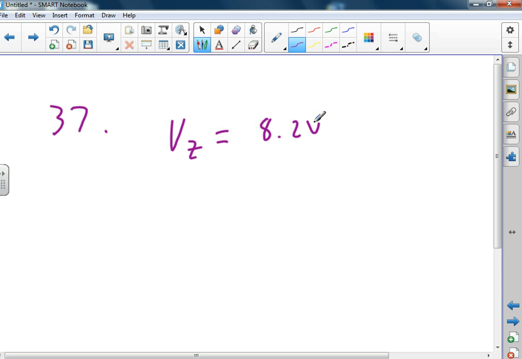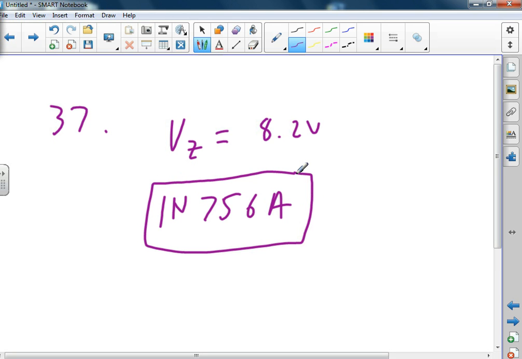All right. So I want something with 8.2 volts. All right. So there's one with nominal 8.2. Okay, and my device would be a 1N756A. Now, do we agree with that? Yeah, looks pretty good to me.